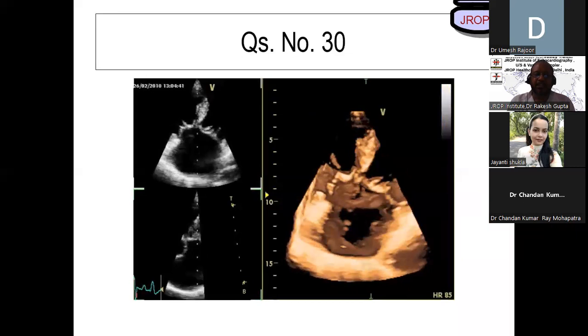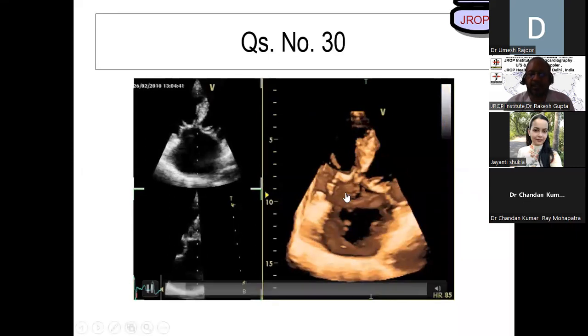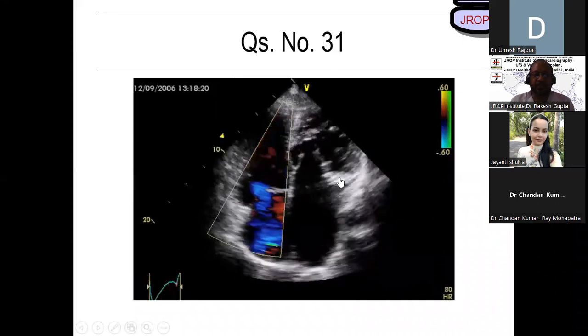So this is the same thing which I showed you a couple of minutes back. There's a VSD out here. And this is like two leaflets of mitral and two leaflets of tricuspid valve. Nothing to say. Next question, Jayanti. This is a question for you now.